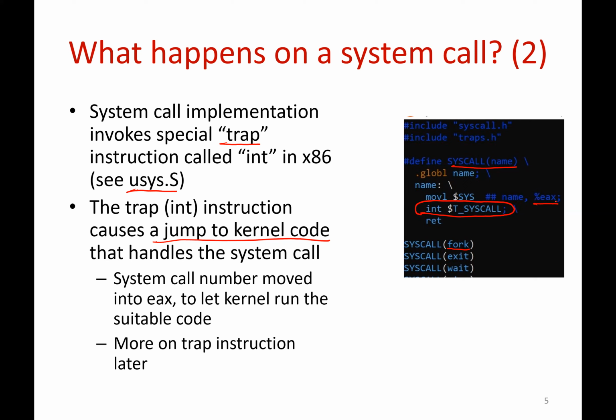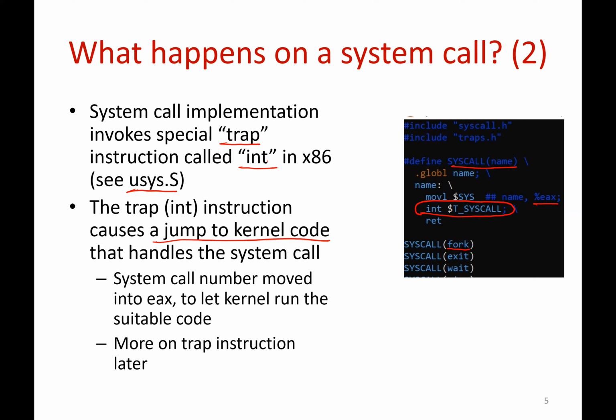Okay, so we are going to study this trap instruction in more detail later on. So don't worry if you don't understand this for now. All you need to know is whenever a user program makes a system call, there is a special instruction, the int instruction, which causes the CPU to jump into the kernel code that implements that particular system call. Okay, so all this int instruction is doing is jumping into the kernel code so that the operating system code that implements the system call is invoked.